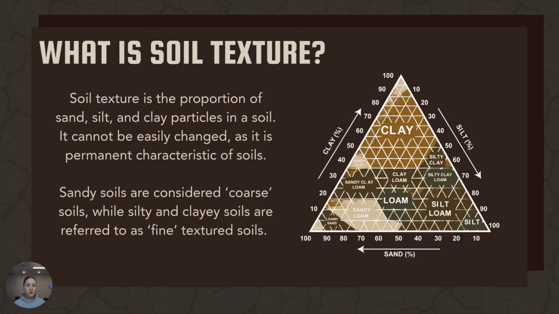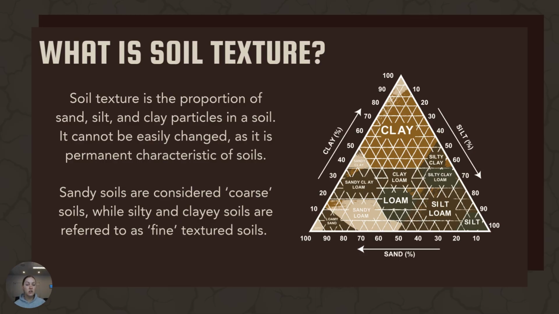So now that we know what the horizons are, let's talk about soil texture. Soil texture is the relative proportion of sand, silt, and clay particles in a soil. It can't be easily changed, as this is one of the permanent characteristics of soils. So you can change the soil structure, but you cannot change the soil texture. I always like to say it took 17,000 years for the soils in Saskatchewan to be created. It's not going to change overnight.